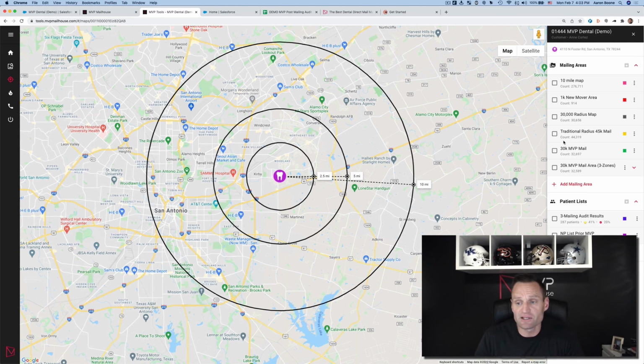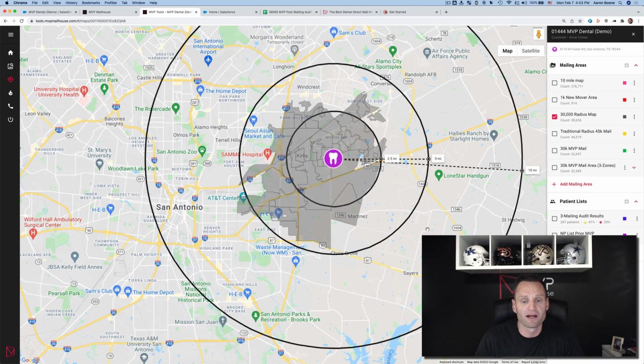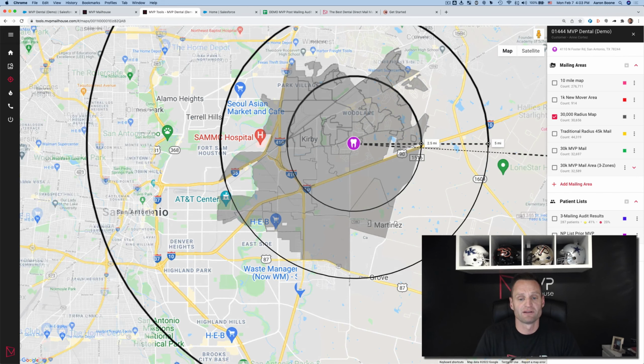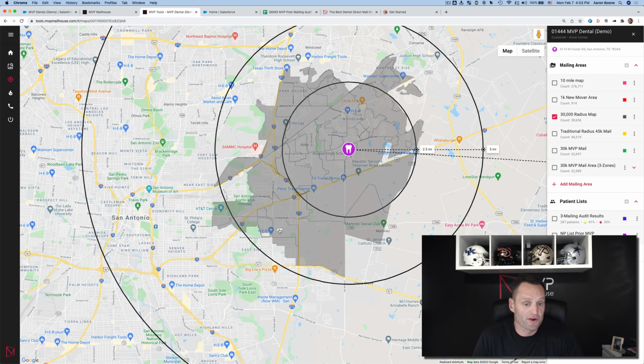And instead of guessing where to mail, for example, when an office typically comes to me, they'll say, hey, I want to mail to these homes. This is 30,000 homes. So a typical direct mail order would be 3 mailings of 10,000 cards, okay? So that's what this gray area represents. Looks pretty normal, right? It's kind of about a 2.5 to 3 mile radius.